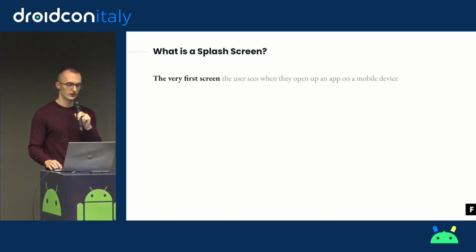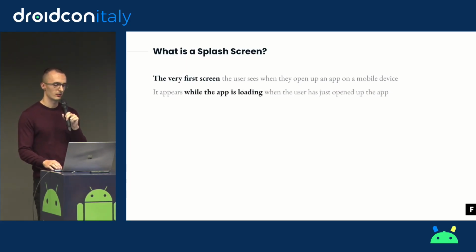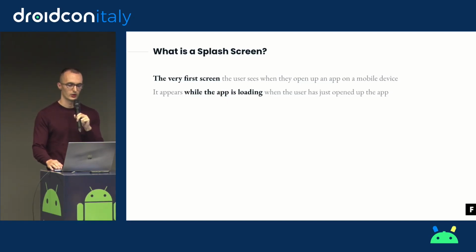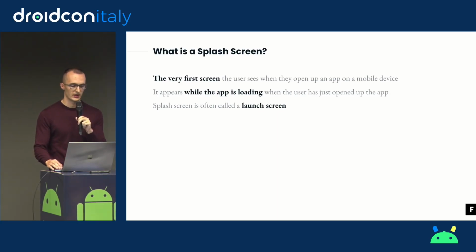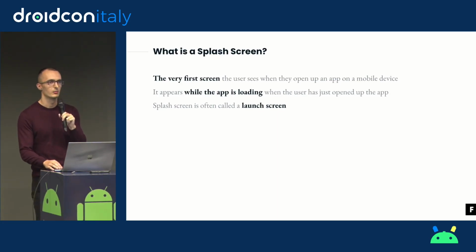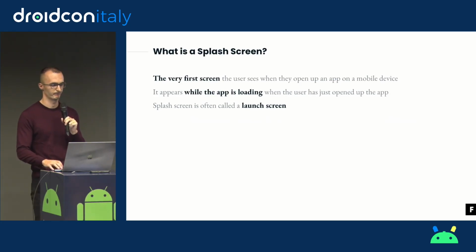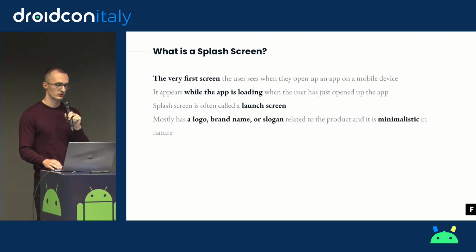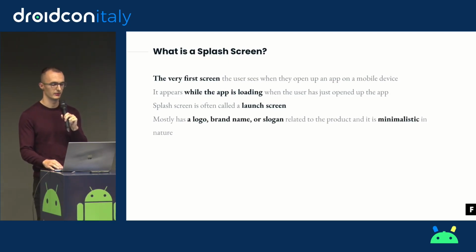Splash screen is the very first screen the user sees when they open up an app on a mobile device. Splash screen appears while the app is loading when the user has just opened up the app. As we've seen in the material design documentation, splash screen is often called a launch screen, but for the purposes of this presentation, we are going to stick to the splash screen naming. Splash screen mostly consists of a logo, brand name, or some slogan, and it is minimalistic in nature.